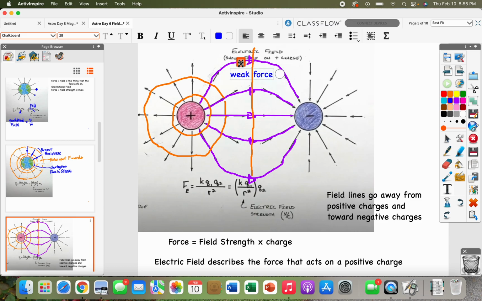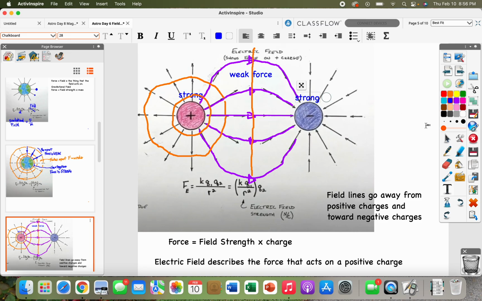The force would be weak out here, but it would be quite strong near where the field lines are close together. So where the field lines are close together, we have a strong force, and where they're far apart, we have a weak force. Okay, just like with gravitational fields.